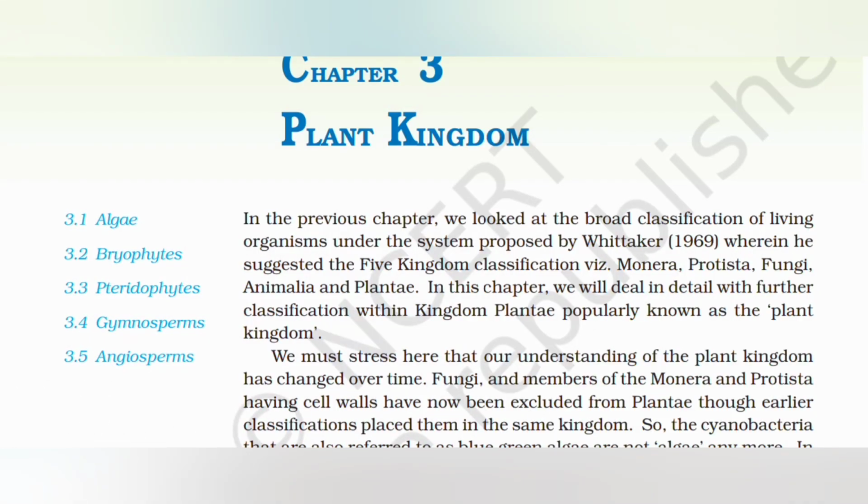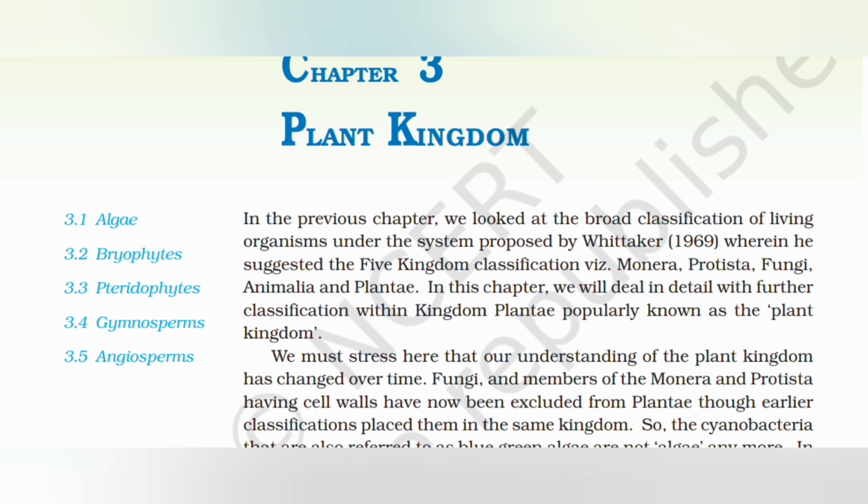Chapter 3: Plant Kingdom. In the previous chapter, we looked at the broad classification of living organisms under the system proposed by Whittaker in 1969, wherein he suggests the five kingdom classification: Monera, Protista, Fungi, Animalia, Plantae. In this chapter, we will deal in detail with further classification within kingdom Plantae, popularly known as the plant kingdom.